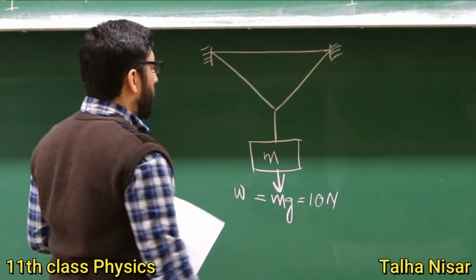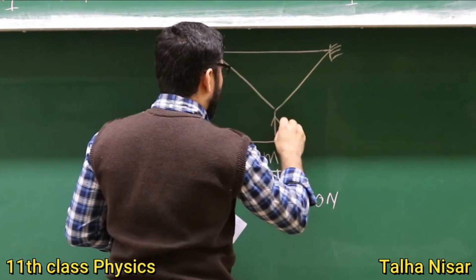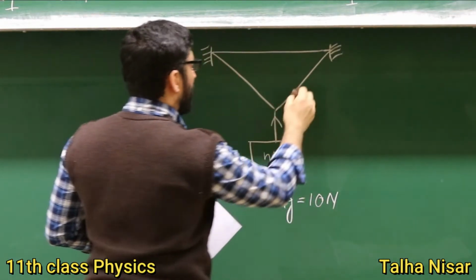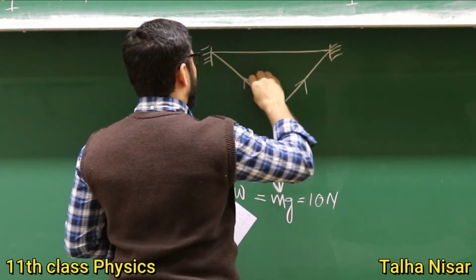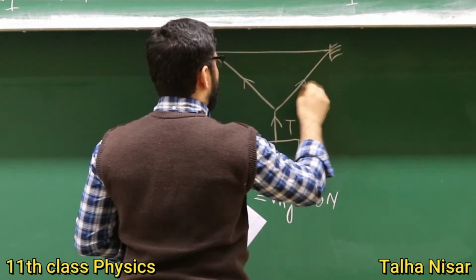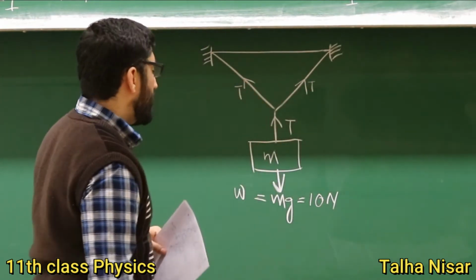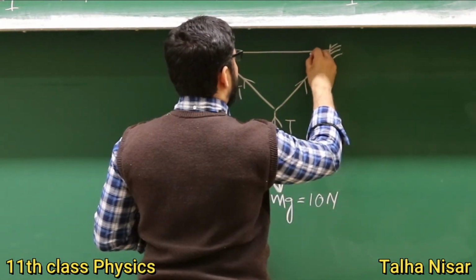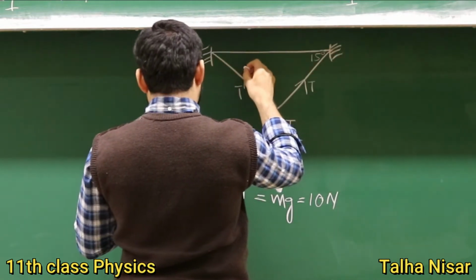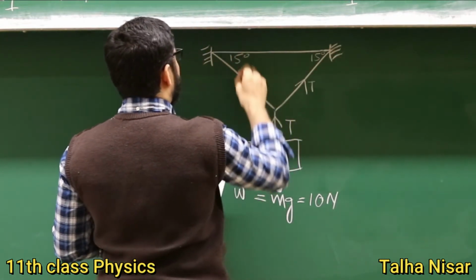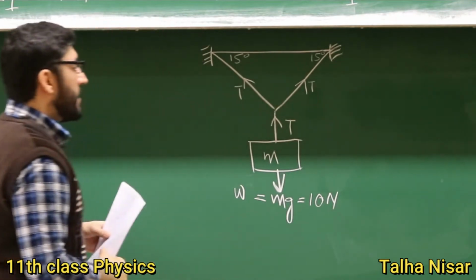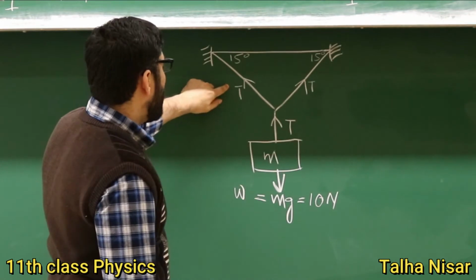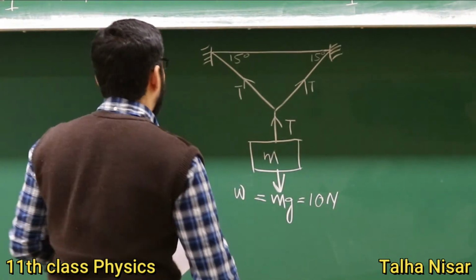Because of this gravitational force, there will be a tension in this string here, and we will also have a tension here. This string here is making a 15 degrees angle. Right now we want to know what is the tension here, and what is the tension here.